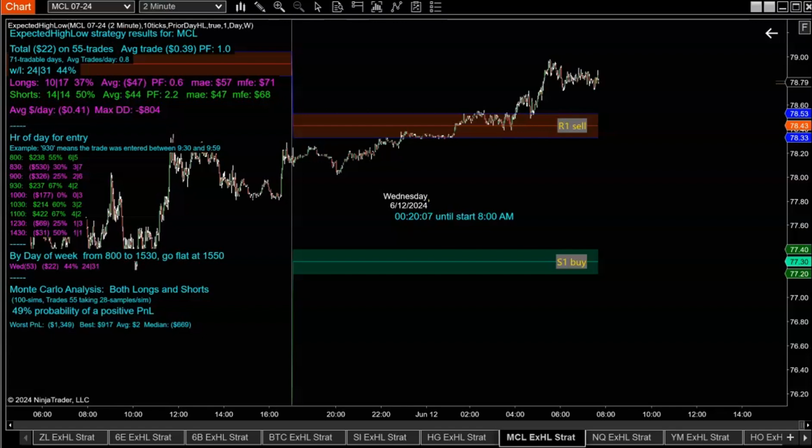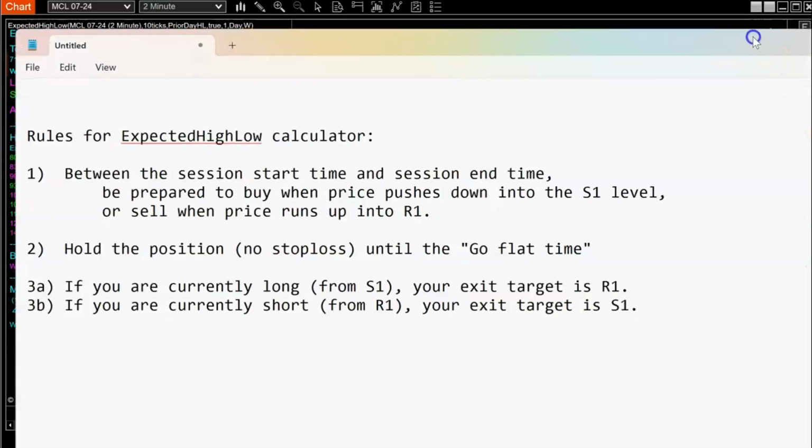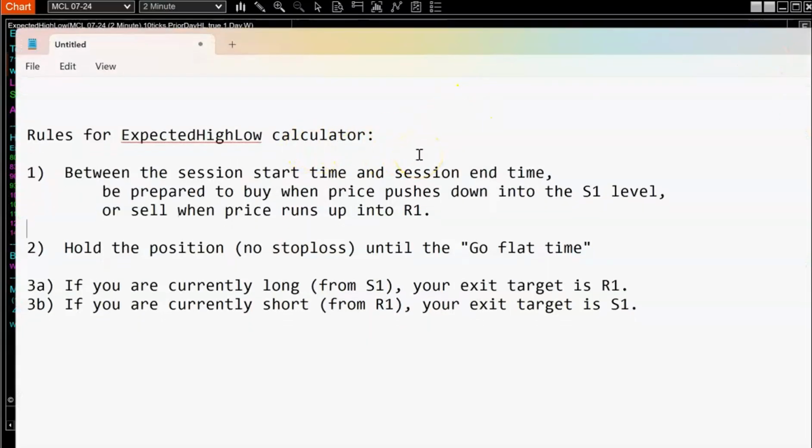You know what? Before I do that, though, I want to go over just the basic rules. This is the rule set for the expected high-low calculator. Some of you were asking when do we actually go long or short in this strategy and when do we get out? So just to be clear, the expected high-low is a very simple analysis. Between the session start time and the session end time, you're prepared to buy when price pushes down to the S1 level or sell when it runs up into R1. So that's the entry conditions between the session start and end time, buy or sell at those levels.